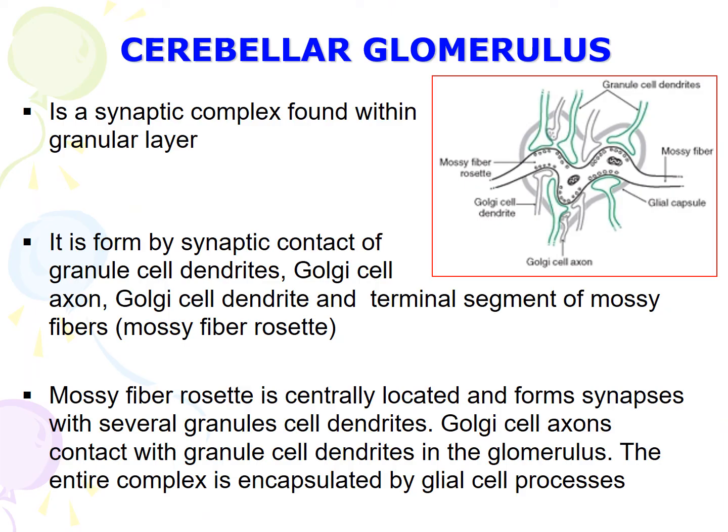The cerebellar glomerulus is a synaptic complex found within the granular layer. It is formed by synaptic contact of the granular cell dendrite, Golgi cell axon, Golgi cell dendrite, and the terminal segment of mossy fibers, which is the mossy fiber rosette. The mossy fiber rosette is centrally located and forms synapses with several granule cell dendrites. The Golgi cell axon contacts the granular cell dendrite in the glomerulus. The entire complex is encapsulated with glial cell processes. So the entire cerebellar glomerulus has a form of capsule formed by the glial cell processes.